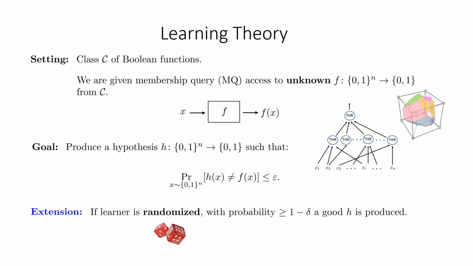And we can consider different extensions of this model. For instance, if the learning algorithm is randomized, then we require that with high probability, a hypothesis with error at most epsilon is produced. For our results, the stronger the model, the better. This is because we show how to get circuit lower bounds from the design of learning algorithms. So if you can design your learning algorithm in a stronger model for which this task is easier, this is a stronger connection.